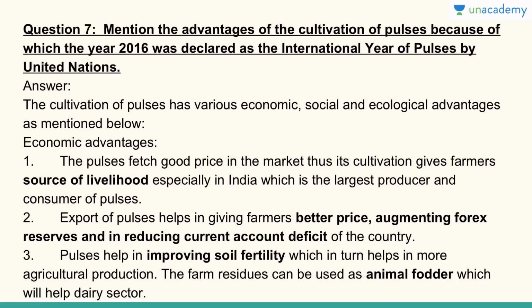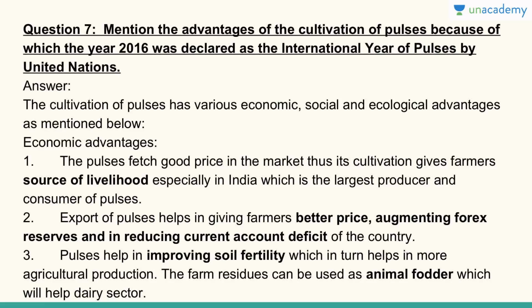Indian setting as well. So you can start by saying that cultivation of pulses has various economic, social and ecological advantages as mentioned below. Then you can start with economic advantages. So economy wise, obviously it is much costlier. So if you go to the grocery shop, you will realize that rice and wheat are much cheaper as compared to pulses. So pulses will fetch a good price in the market. That part is absolutely clear.